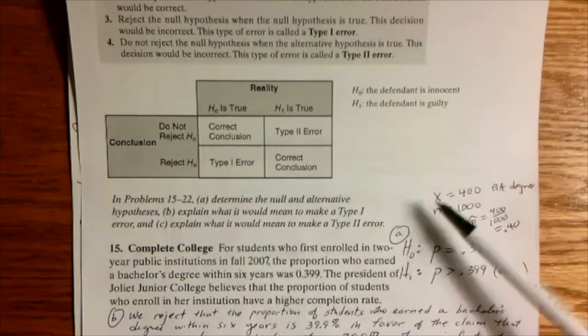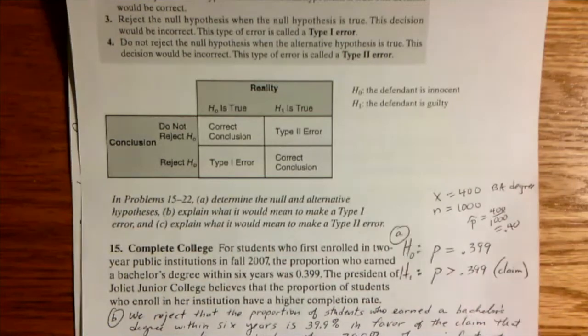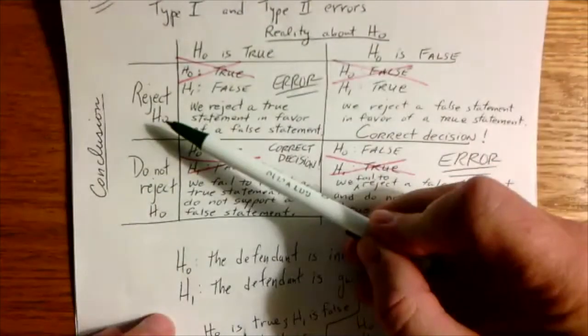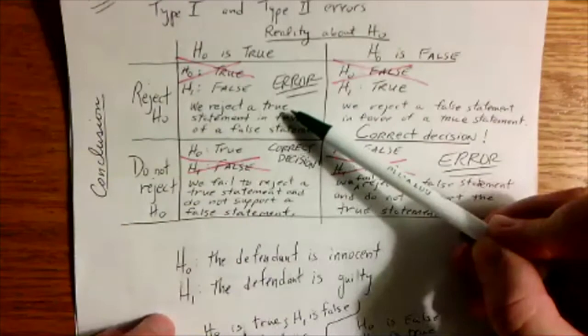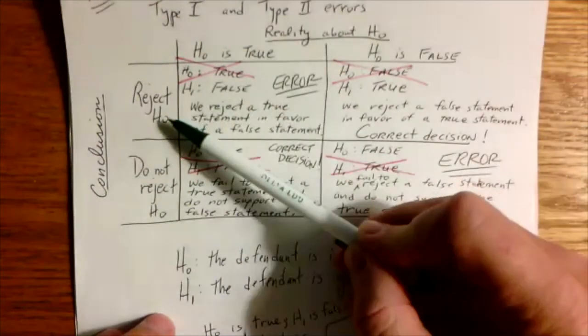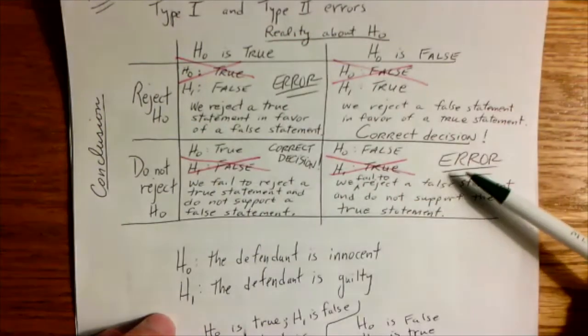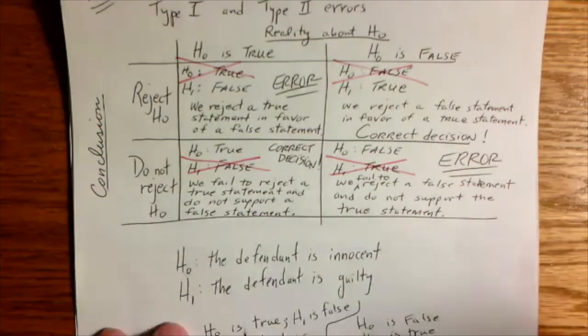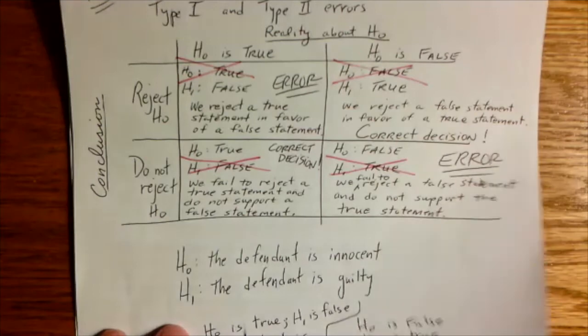The only time a type 1 error can occur is when we reject the null hypothesis. Here's the type 1 error, and it only happens when we reject the null hypothesis. On the other hand, a type 2 error is one that can only occur when we fail to reject the null hypothesis. So keep that in mind as we go forward.